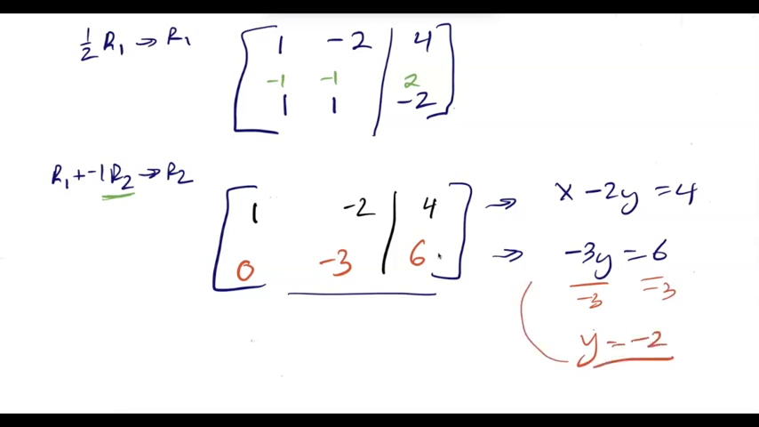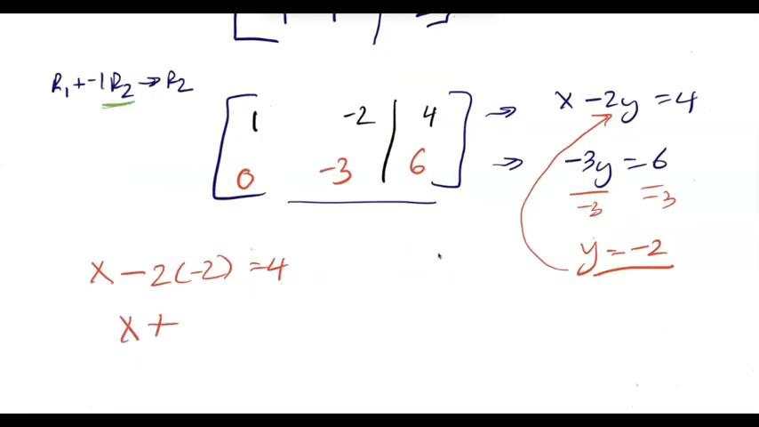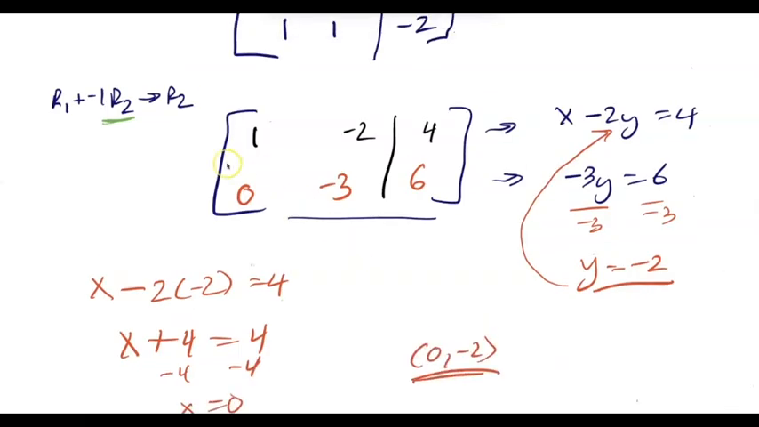Then we go back and substitute that in there. X minus 2 times -2 equals 4. X plus 4 equals 4, minus 4, minus 4. X equals 0. We have 0 and -2. That's how we use row echelon form and matrices to solve the system of equations.